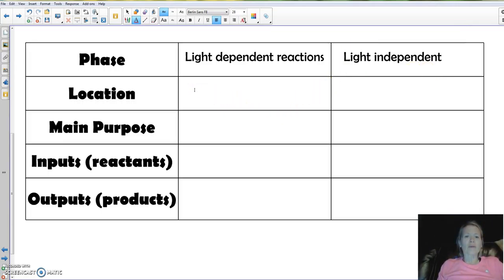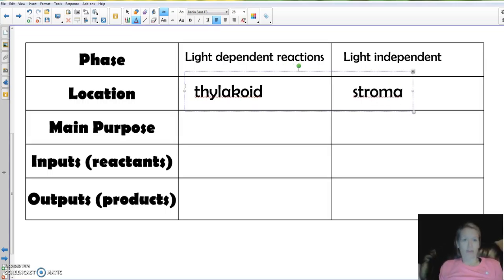All right, now let's talk about where these things take place. The location. The light-dependent reactions, like I said, take place in the thylakoid. Okay, those are those little discs. The light-independent reactions take place in the stroma, all the other stuff on the inside. So we only have two parts on the inside. One takes place in those discs called the thylakoid. They have the chlorophyll, so that has to be light-dependent. The other stuff takes place in the stroma.